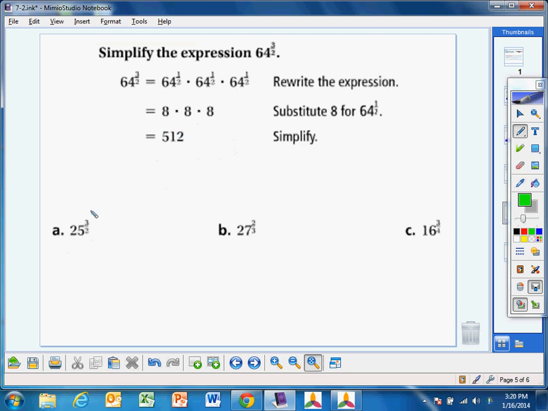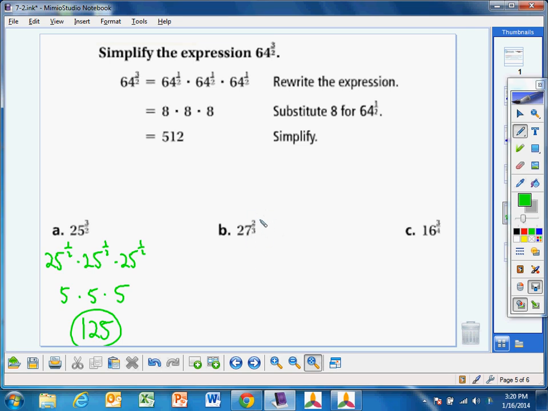Okay? We do the same thing here. 3 over 2. 1/2, 1/2, and 1/2. So 25 to the 1/2 times 25 to the 1/2 times 25 to the 1/2. Well, 5 times 5, so this is 5, this is 5, this is 5. Final answer, 125. Okay? Now look, it's upside down.